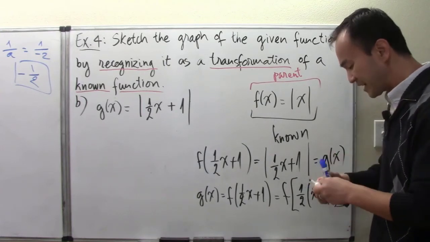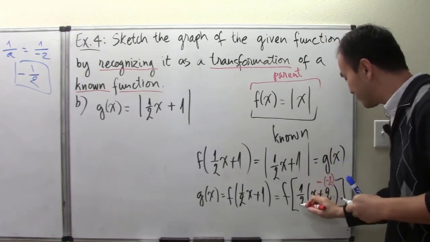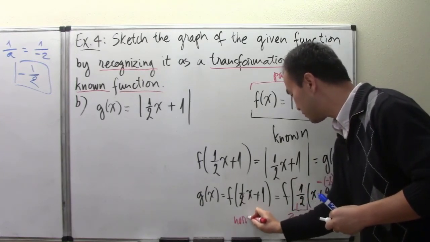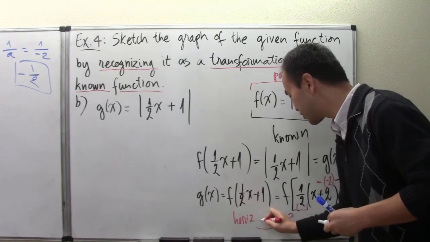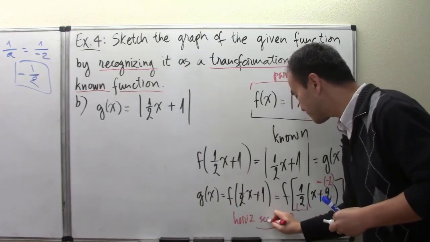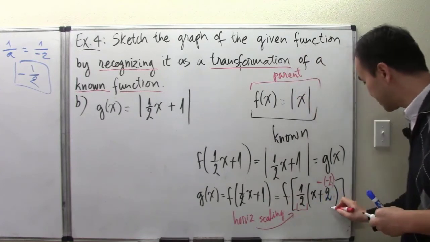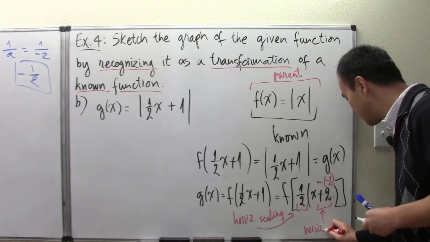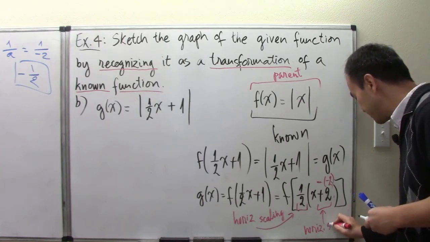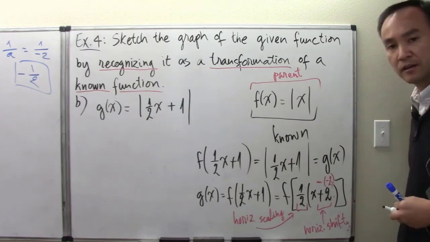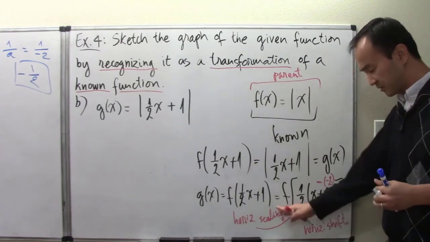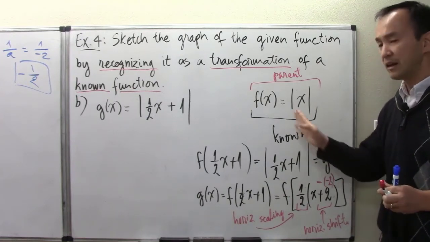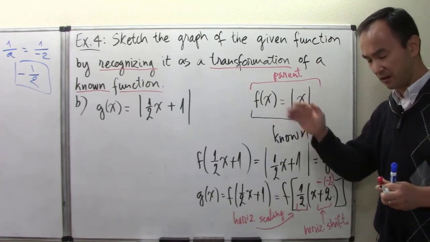So needless to say, yes, this 1/2 here is responsible for horizontal scaling. All right, and then this right here is responsible for horizontal shifts. All right, that's the expectation. So we are expecting 2 elementary transformations being applied here. All right, so now let's bring up the actual graph of this on the board.